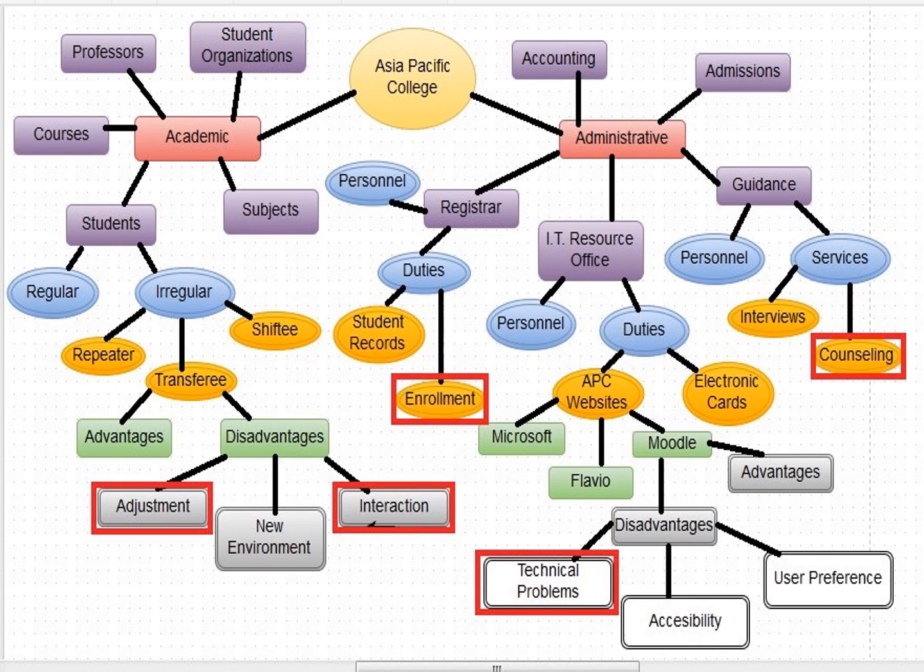Or what about the IT resource office? Is it about the personnel or the duties? Now, the duties can be handling APC websites or electronic cards because Asia Pacific College also uses e-cards for payment purposes for various services. Or probably guidance office like personnel or its services like interviews and counseling.